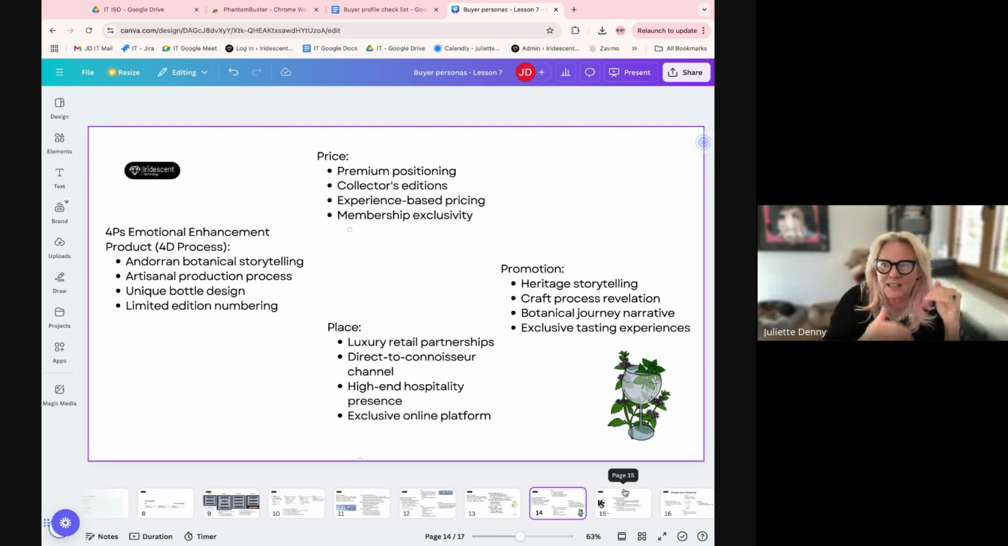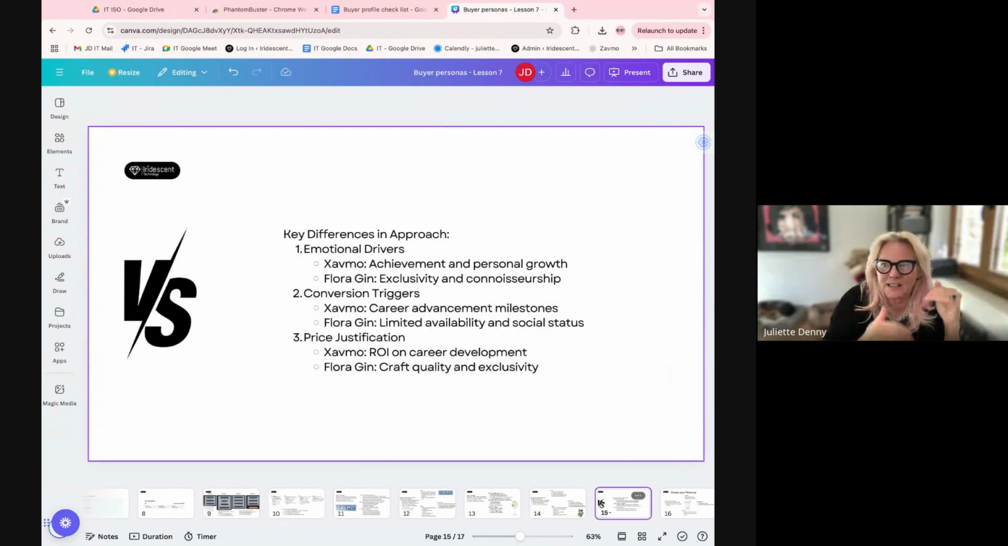So that's how a really deep understanding of your buyers needs to basically move into the 4 Ps. So just to summarize these 2 case studies here. What I'm trying to get you to think about is your personas, not in terms of typical target market, where are they, how old are they. I'm trying to get you to think about your personas in terms of emotional drivers, in terms of conversion triggers, and in terms of price justification.